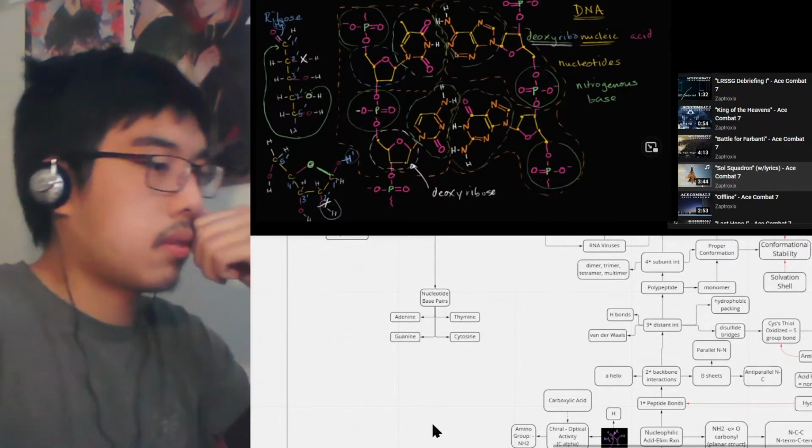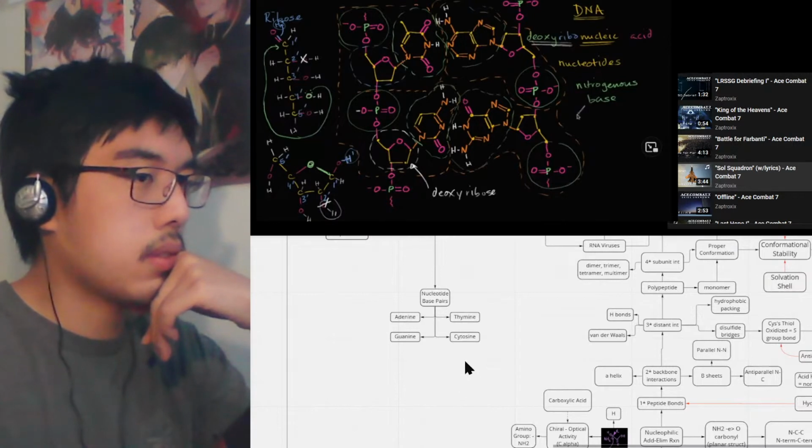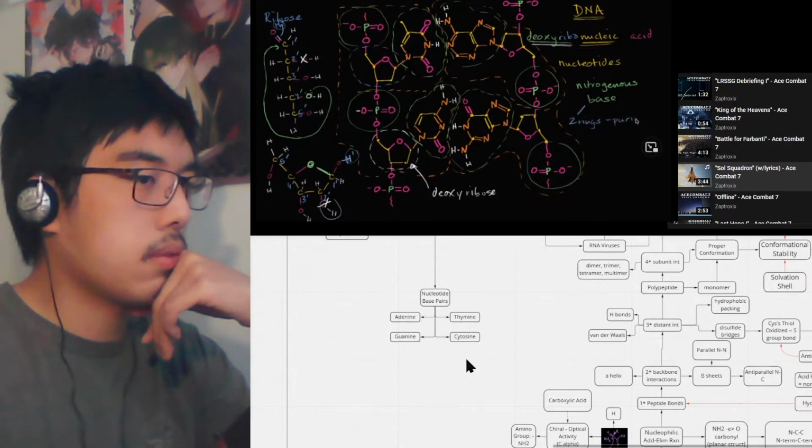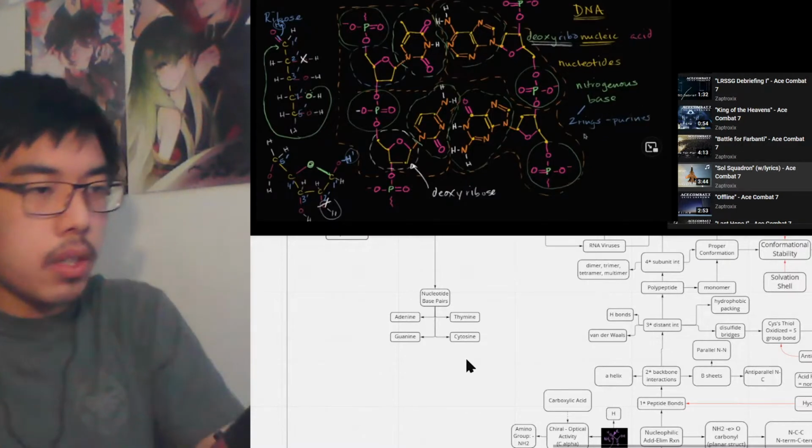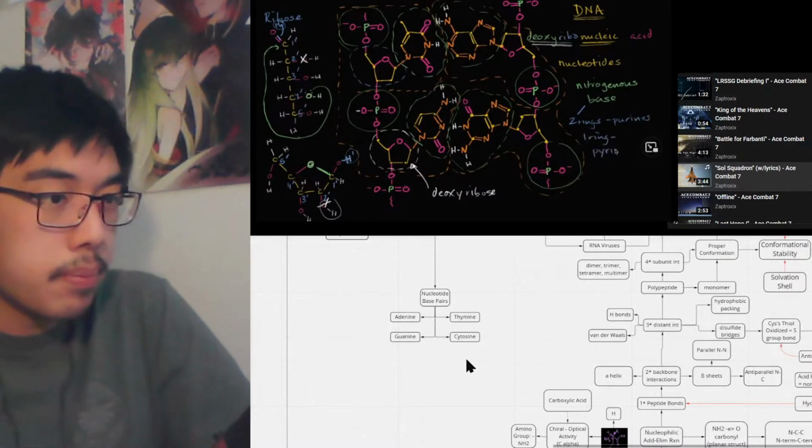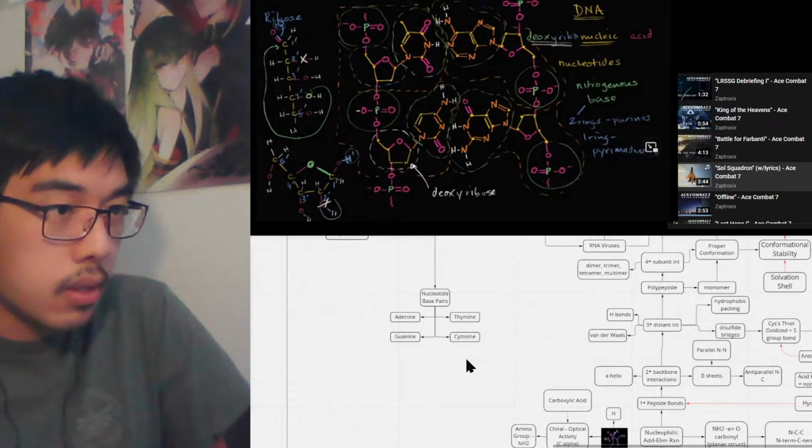The ones with 2 rings, the general categorization, we call them purines. So nitrogenous bases, if you have 2 rings, we call them purines. That's a general classification term. And if you have a single ring, we call these pyrimidines. And these 2 on the right, these 2 purines, this one up here, this is adenine.